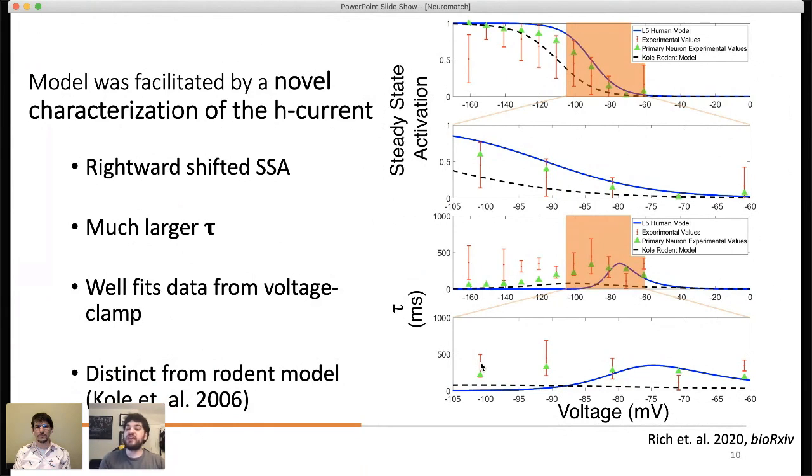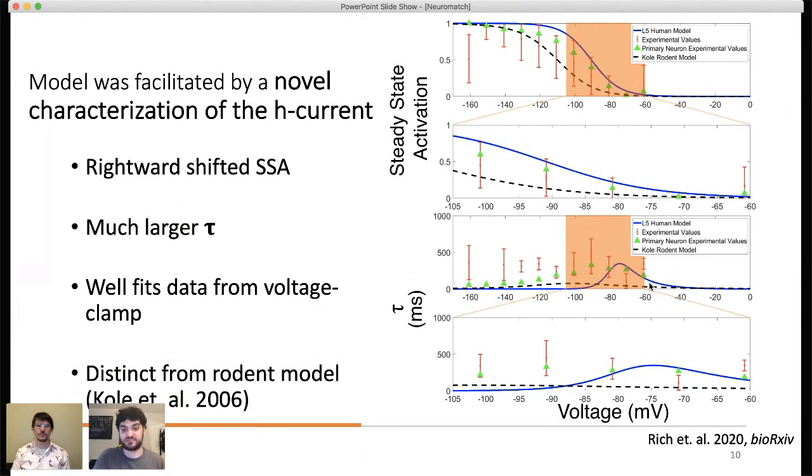And what was really nice about this is that we had a separate set of experimental data, voltage clamp data, again from that same primary neuron. And you can see that from these triangles here. We were able to extract corresponding approximations of these kinetics of the H current. And we very, very well fit this with our modeling endeavor. So this is a nice validation of our new novel H current model, that we were able to get this from primarily matching current clamp data, and it still does a really good job re-encapsulating a separate set of voltage clamp data.